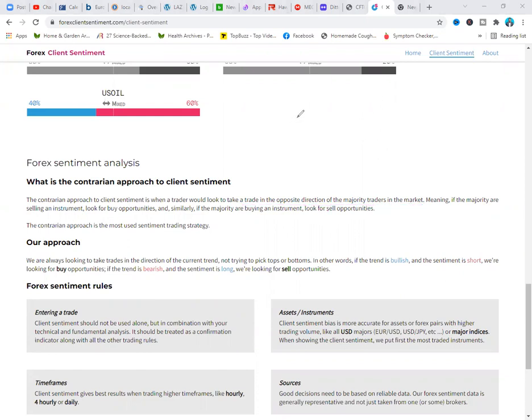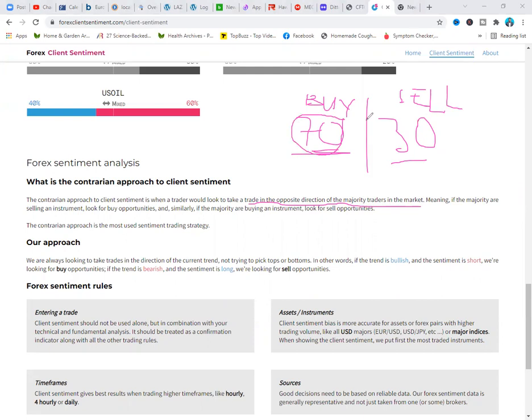So if the majority, for instance, we have 70-30 on maybe Euro USD, where is the majority? The majority is 70, right? So let's say the 70 is buy, and then the 30 is sell. So what it means is that we have 70% of traders in the market buying Euro USD, and then 30% of traders selling Euro USD. And the rule here says that you take a trade in the opposite direction of the majority of traders in the market. So where is the majority? They are buying. So you take a trade in an opposite direction.